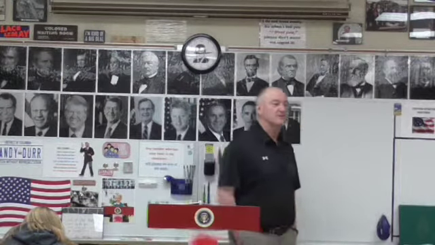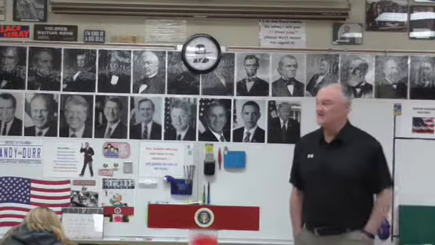In 1843, he was elected to the House of Representatives, representing the state of Tennessee. In 1843, Andrew Johnson was elected to the House of Representatives from Tennessee.